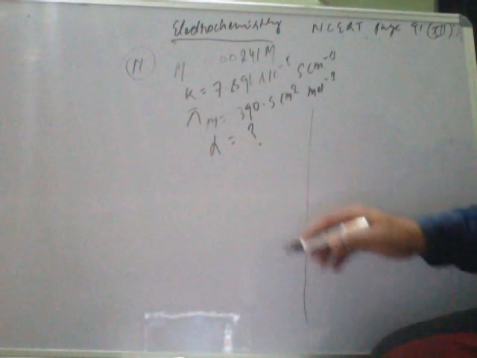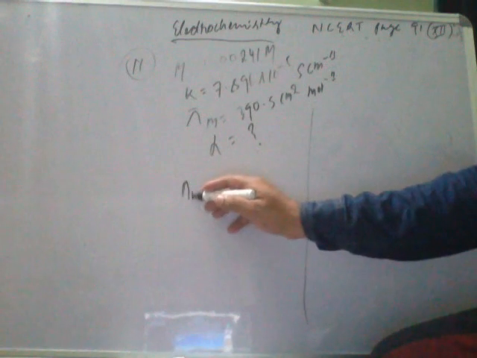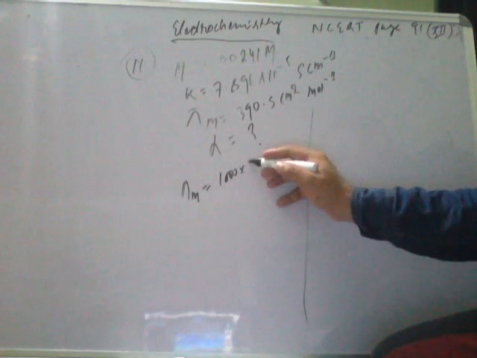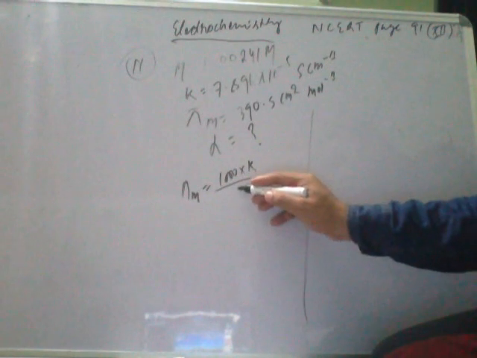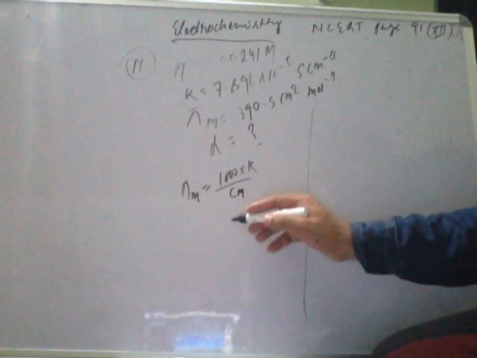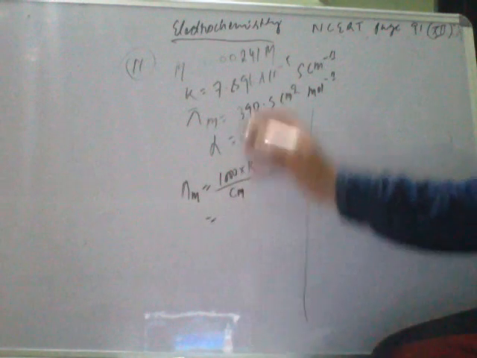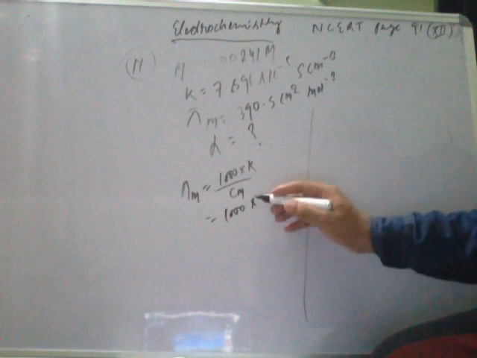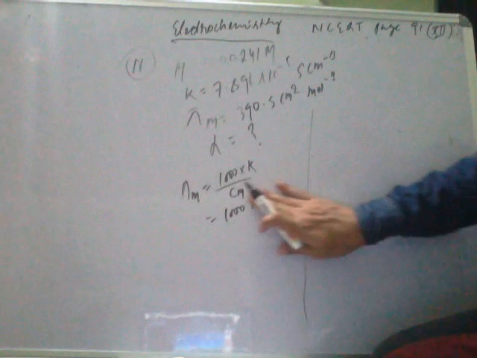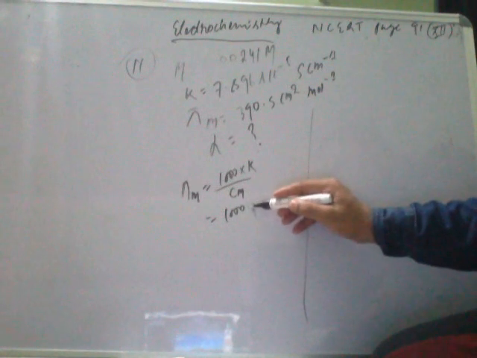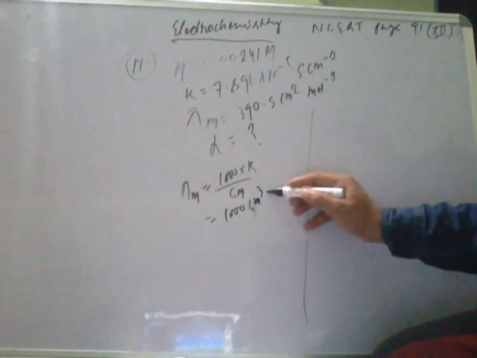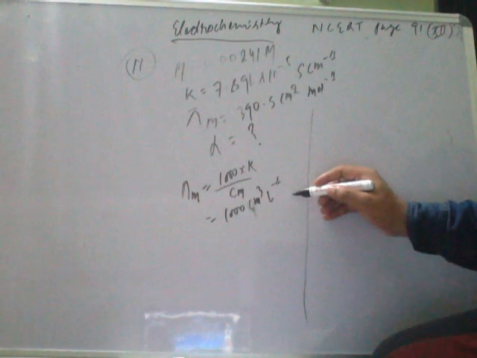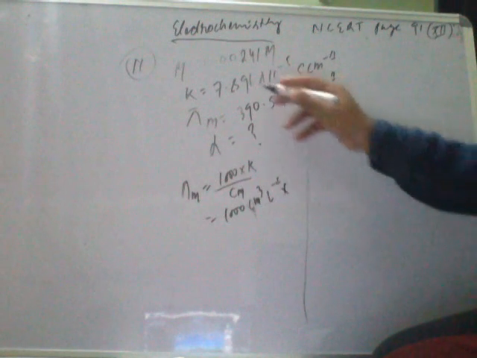I am dividing this board into two portions. So Lambda M is equal to 1000 into K divided by Cm, that is the molar concentration. All the values have already been given, so we put the values: 1000 centimeter cube per liter, multiplied by K.